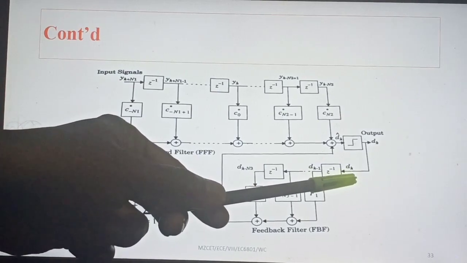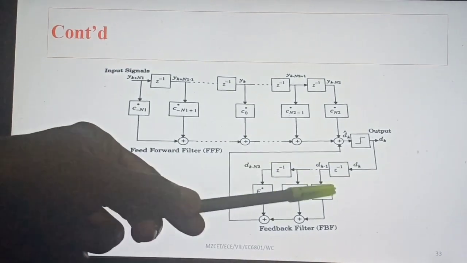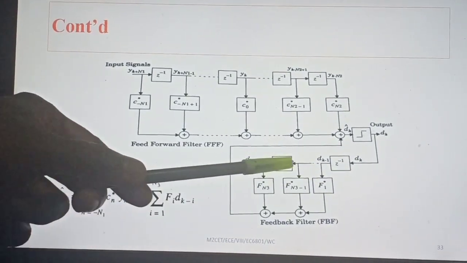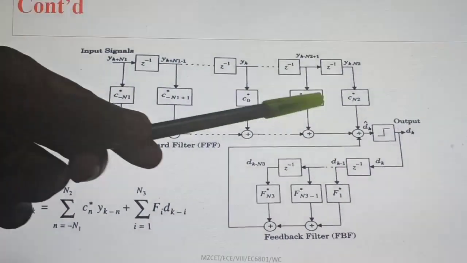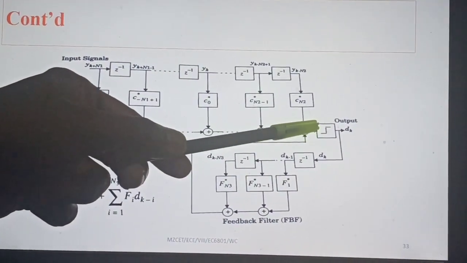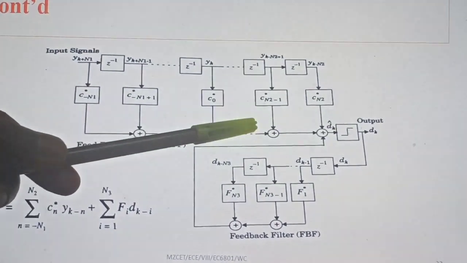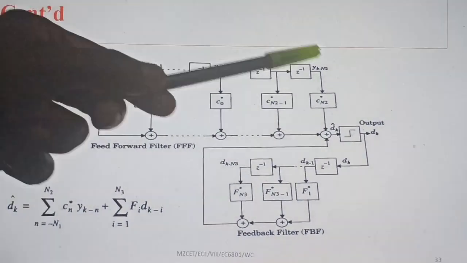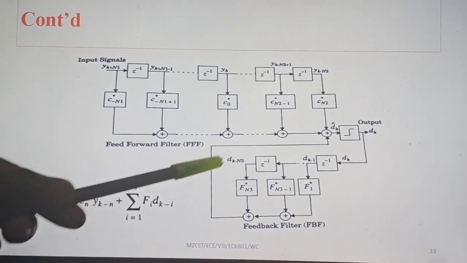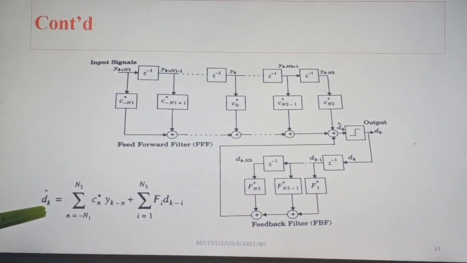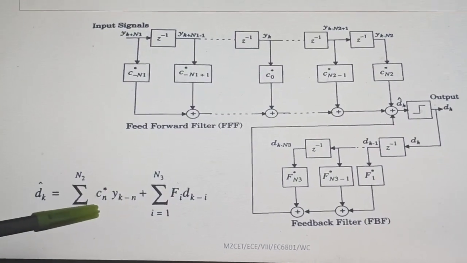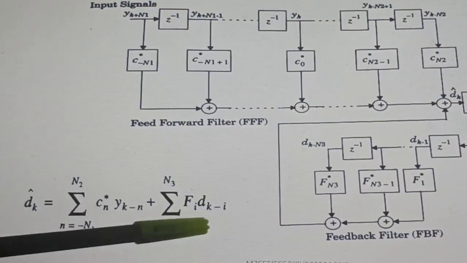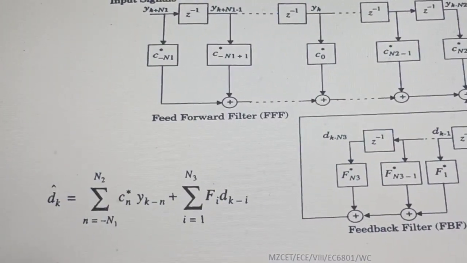Based on the output of the detector, the filter coefficients of the feedback filter are adjusted in order to cancel the inter-symbol interference. The output of the equalizer is the sum of the output of the feed-forward filter and the output of the feedback filter. This is given here. The first term corresponds to the output of the feed-forward filter and the second term corresponds to the output of the feedback filter.